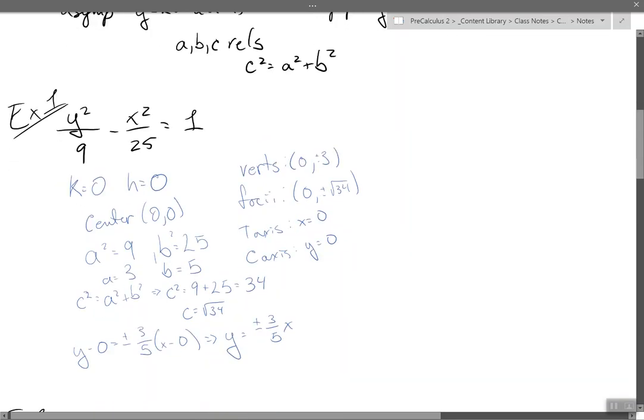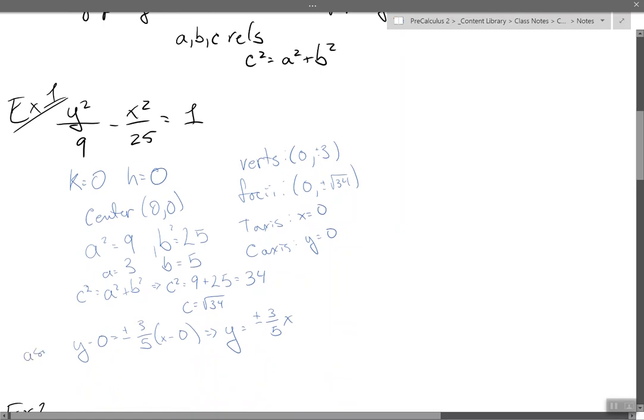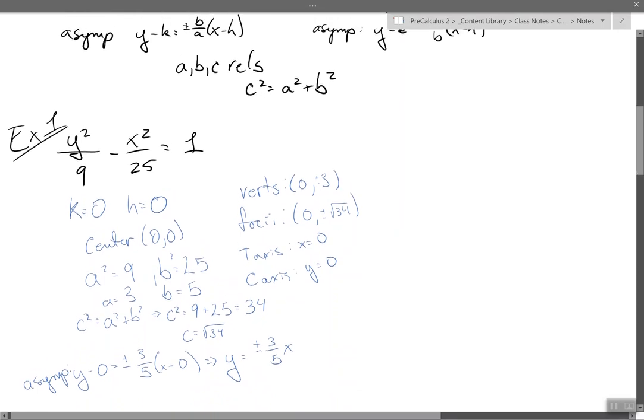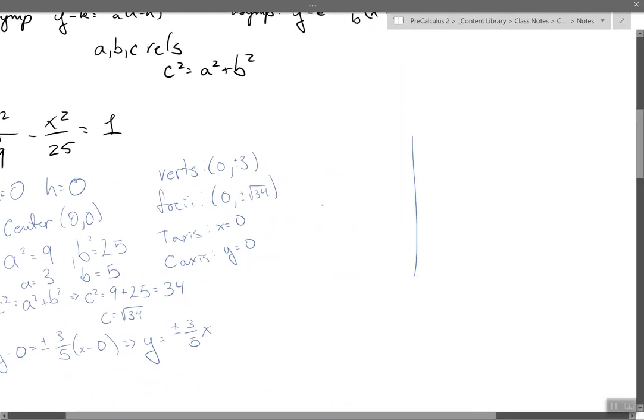Okay, so that is everything. I guess we can label this asymptotes. That is everything that we need to find. So now we're ready to graph, and I'm going to go ahead and put the XY grid down. We've got our center there at 0, 0. Our vertices are at 0, plus or minus 3. So 1, 2, 3, and 1, 2, 3.